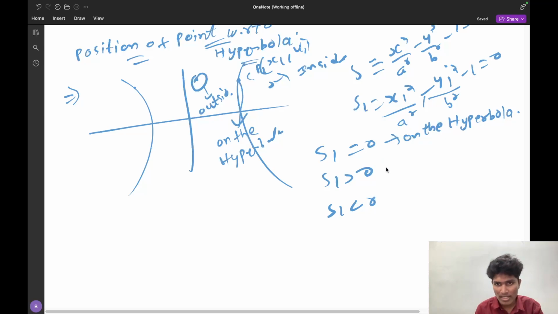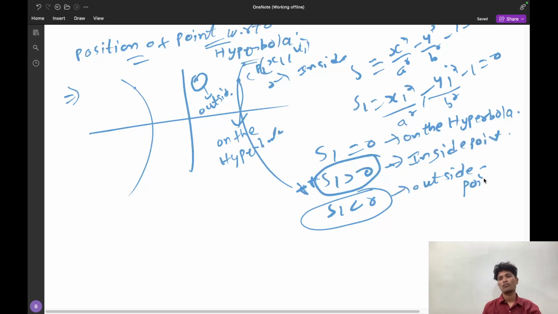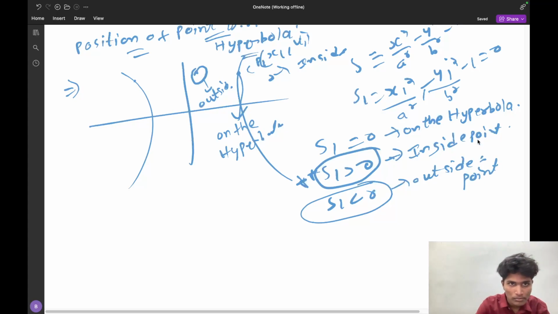But when S1 is greater than 0, in the remaining cases, circle, parabola, and ellipse, that we discussed, the point will be outside. But here, when S1 is greater than 0, the point will be inside. It is very important, you have to remember this. There is a difference from the rest of the curves. It is an inside point. And when S1 is less than 0, it is an outside point. Very important. Understand? This is the position of a point.